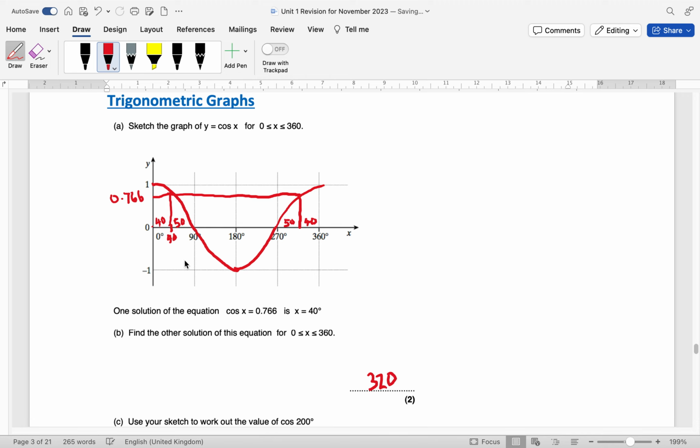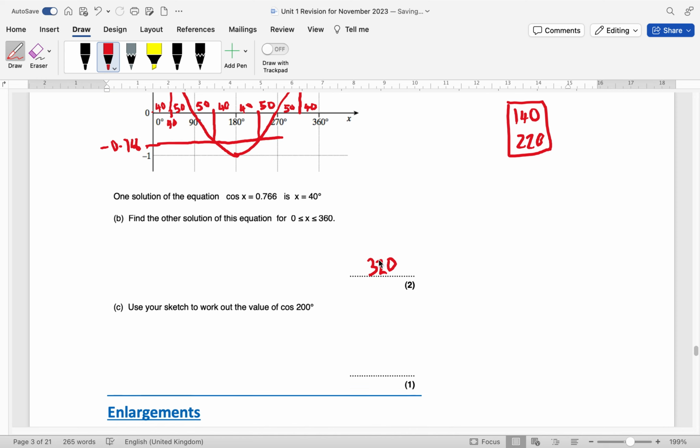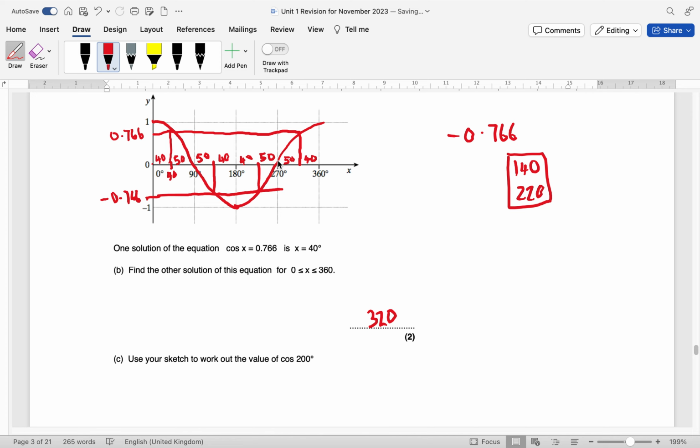It is far more common, though, guys, to be asked for the answers to minus 0.766, which would then be this one and this one. 40, 50, 50, 40, 40, 50, 50, 40. So you've got perfect symmetry in the middle. So the two solutions for minus 0.766 would be 140 and 220. It is far more common to be given one of the positive solutions and then asked for the two negative solutions.